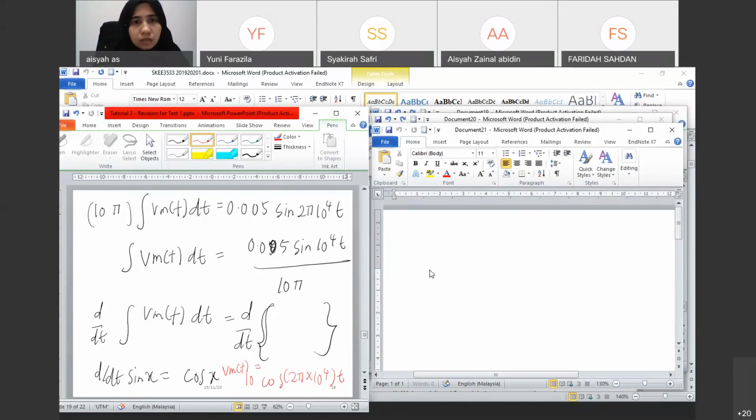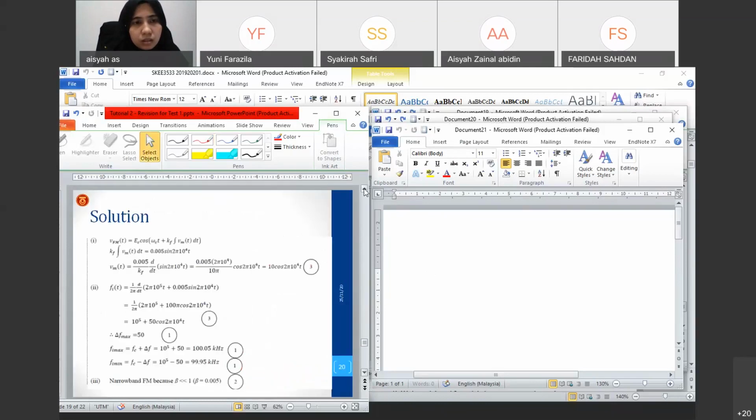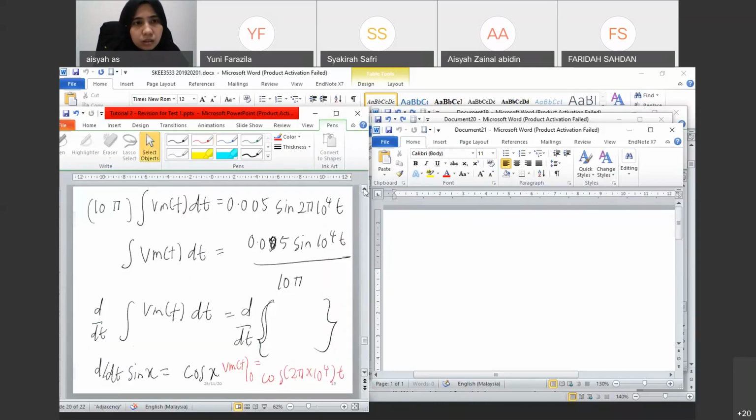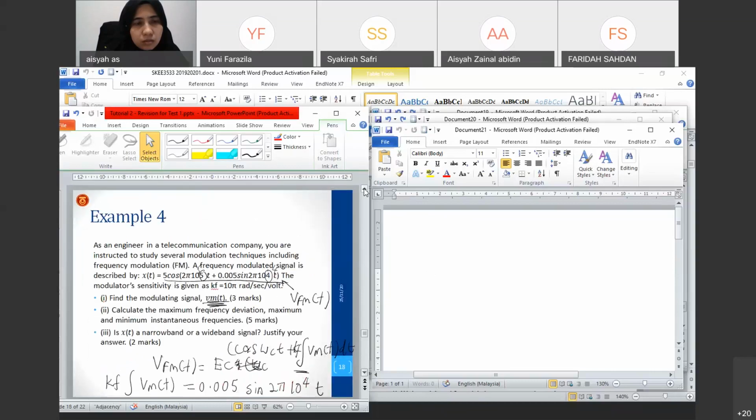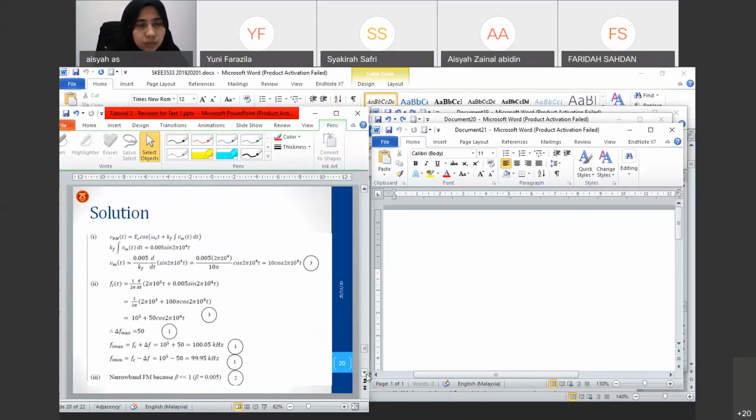Okay. Now, calculate the maximum frequency deviation and the maximum and minimum instantaneous frequency. Okay, the solution. What is your answer for maximum deviation and minimum?